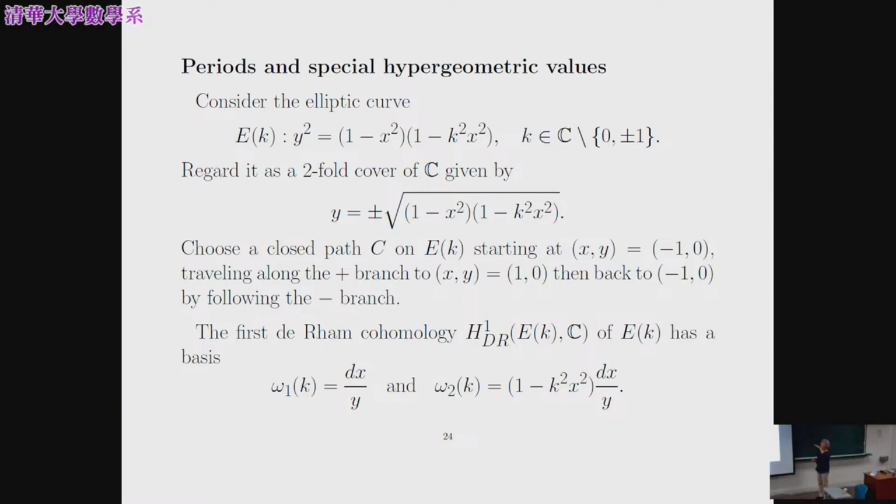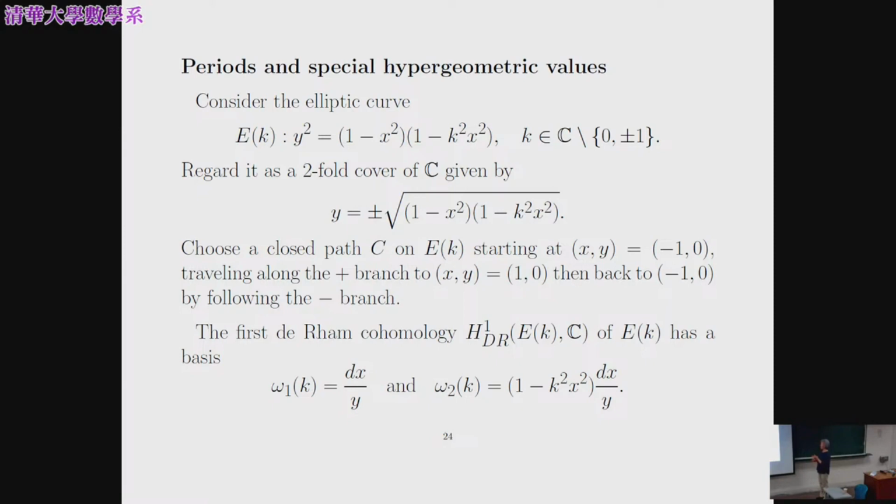So that's a twofold curve. On this elliptic curve, I'm going to choose a special closed path. I will start at the point x equal to minus 1, so that y is equal to 0. Then I'm going to move x from minus 1 towards 1. When I go towards 1 here, again, y becomes 0.